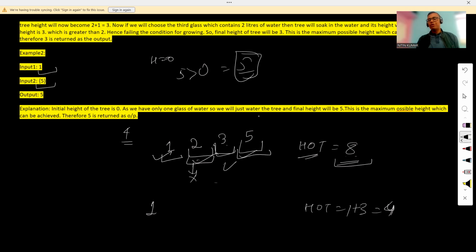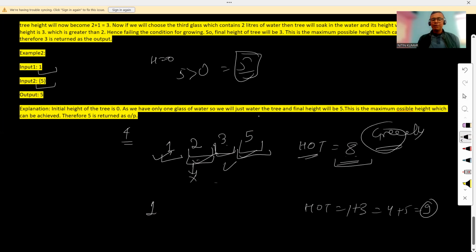Again, if we take 5, then what do we do? 4 plus 5 will be nothing but 9. So by the greedy approach, we get a height of 8, but if we do it in some other optimal way, then we get our height as 9. So I hope you understand that this problem isn't as easy as it looks to you, okay?